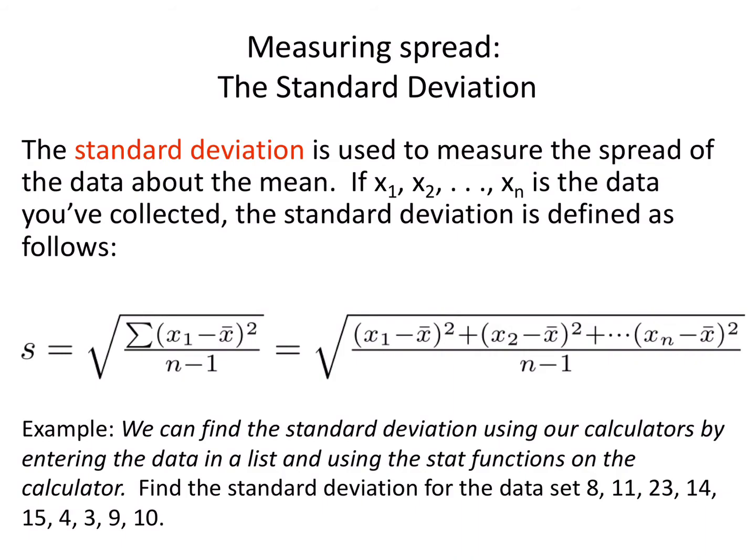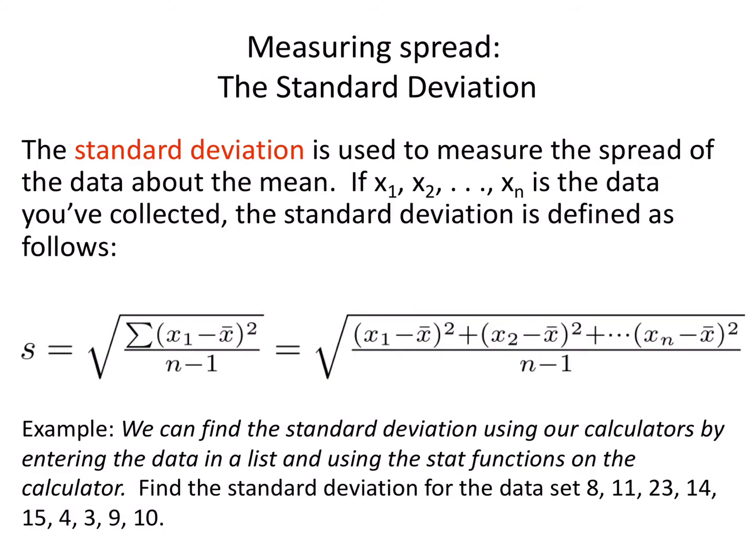All right, the last measure of spread we're going to look at is the standard deviation. So if you're thinking about center and spread, when we talk about median, the measure of spread that we use is the 5-number summary. When we talk about mean as the center, the measure of spread we use is the standard deviation. So what I want you to remember is that the standard deviation measures the spread of the data about the mean. All right.